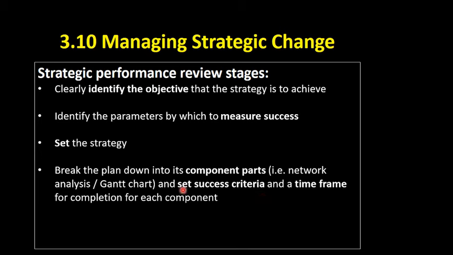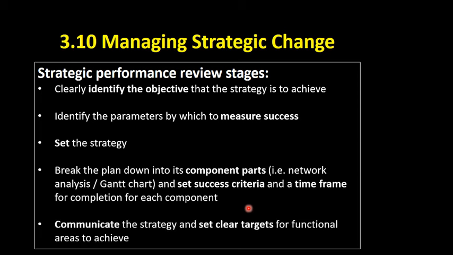So in this case, it might be students achieving a particular grade in the end of unit assessment. But that needs to be done by a particular time. Then a key thing is to communicate the strategy and set clear targets for the functional areas to achieve. So once we have broken down the plan, we know what the success criteria look like, what the goalposts are that we need to hit on the way for setting that strategy. We let the functional areas know what they're going to do, we communicate it, and we set clear targets so it's really clear how each functional area, how the marketing department is assisting us in achieving the success of this strategy, how the operations department is helping us in achieving the success of this strategy. Okay, what are their goals?